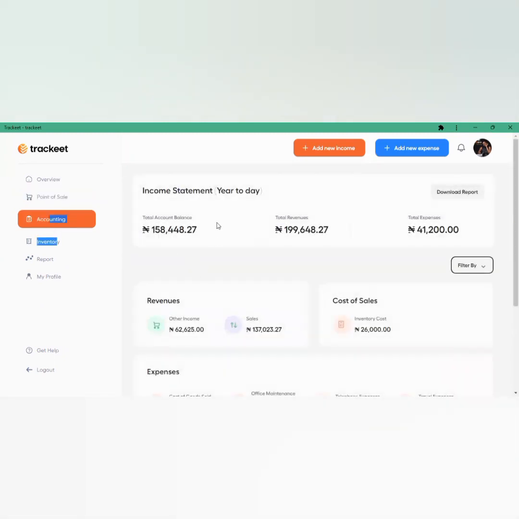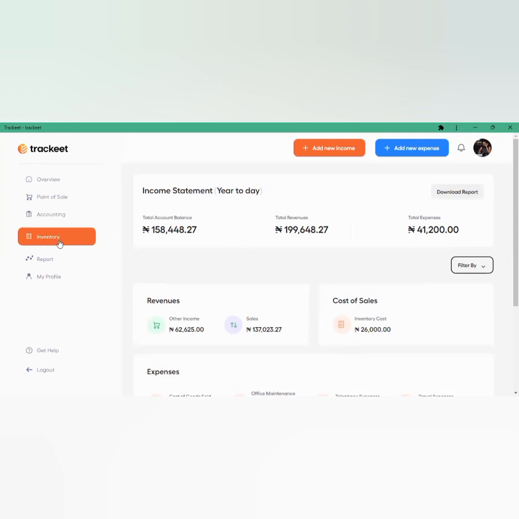The next module here is going to be our accounting module. The accounting module tells you everything happening in your accounting section, showing you your total account balance, also your total expenses for the day, your cost of goods sold, your other income, and also your sales. We are going to be running some sales and expenses and see how this affects and grows our accounting. Over here in our total expenses, we have 41,200. Also, we have our inventory cost as 26,000. We're going to be running purchases and also making sales to see how all of this income and expenses increase.